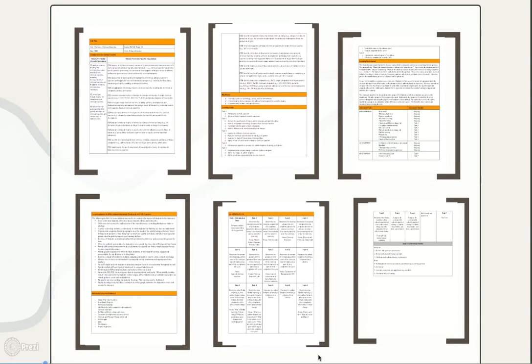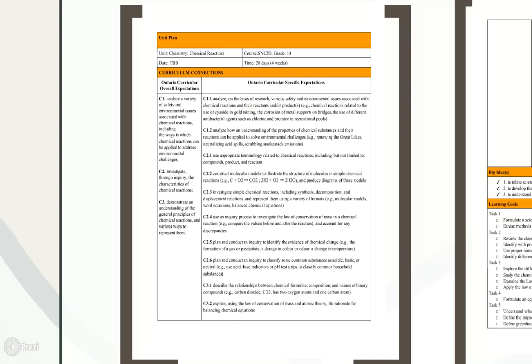So this is a PDF including the unit plan. So here we have the curriculum course expectations. We've got the big ideas. This unit was designed to take 20 days because the chemistry course has 4 different units, and each of these units takes about 20 days to cover. So it will look at every single chemistry curriculum criteria.